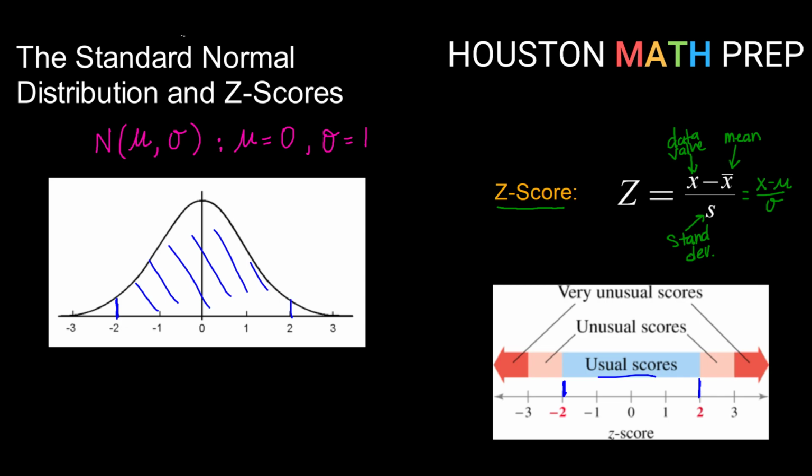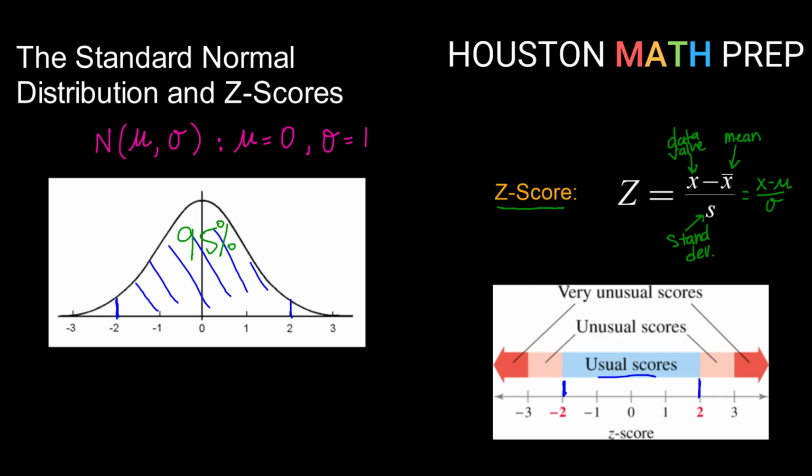And that connects us with our empirical rule that told us that on any bell-shaped distribution like this, about 95% of our data values should fall between -2 and 2 standard deviations from the mean. So those are our usual. That's where we expect most of our data to be.